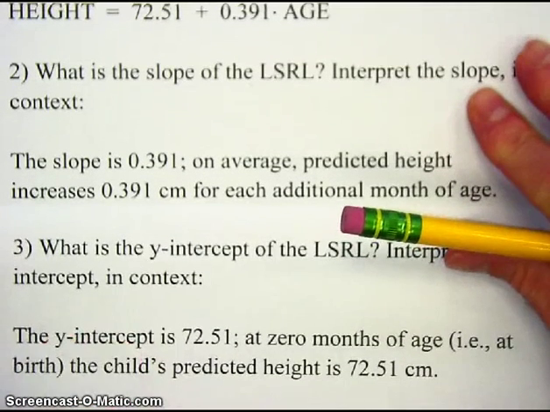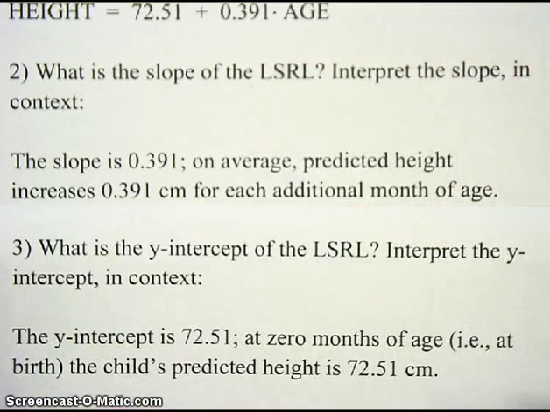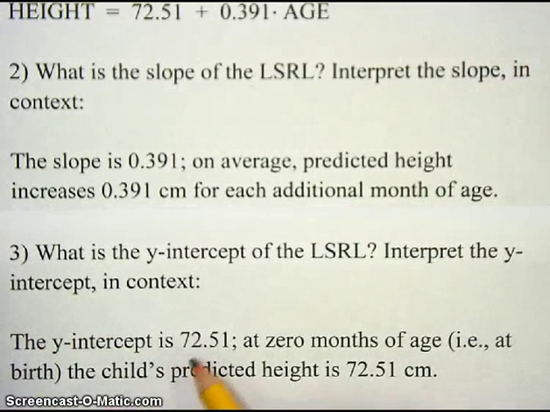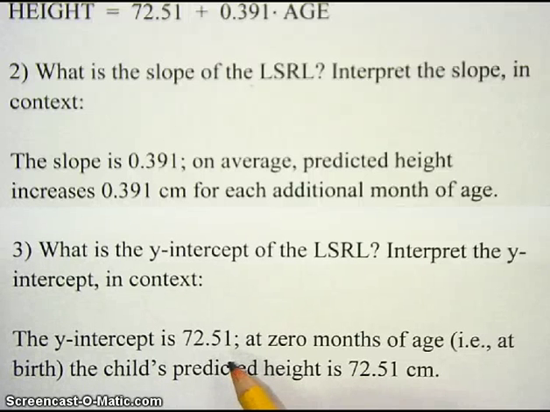If you're asked to identify the y-intercept and interpret the y-intercept in context, well, the y-intercept is the 72.51. That would be the value of predicted height when age is equal to 0. So we could say at 0 months of age, that is at birth, the child's predicted height is 72.51 centimeters.